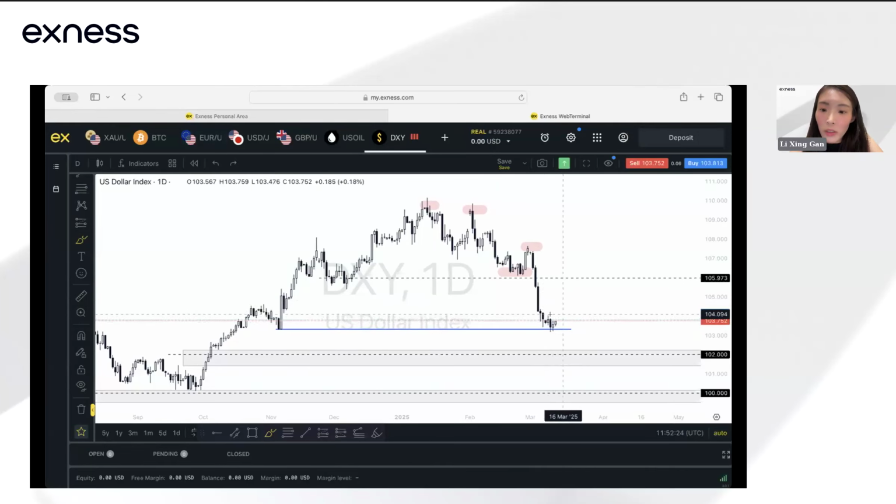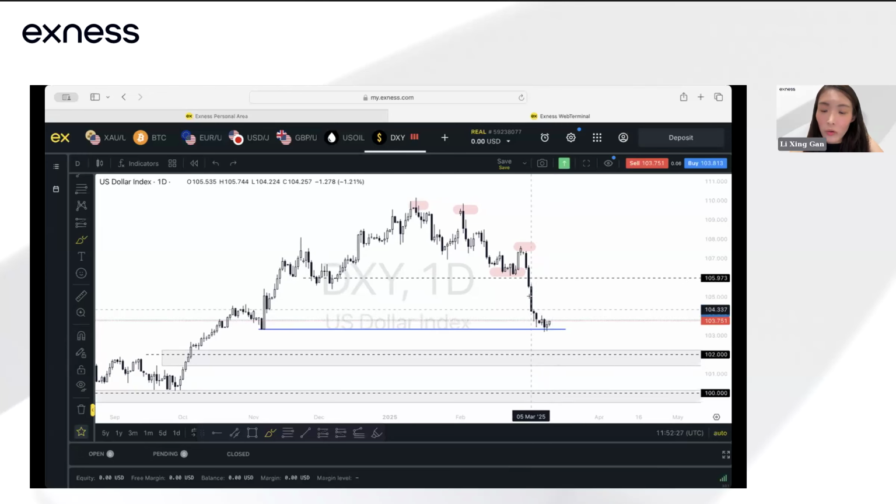And also, if you observe the resistance levels here, we also have a fair value gap here on the daily.